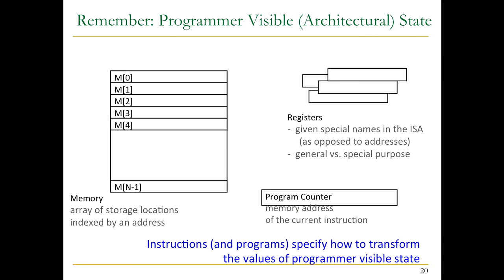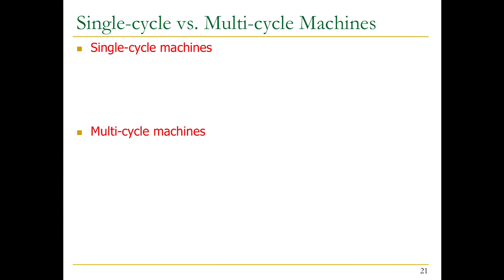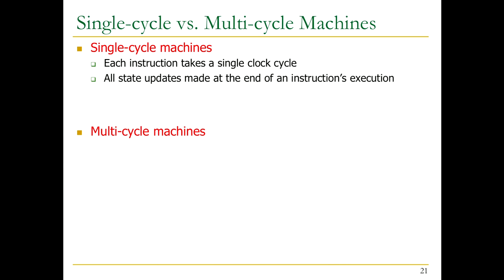I've been talking about this, but I just want to make sure that we are on the same page. Basically, programmer visible state is really the architectural state, right? And it consists of memory, registers, and the program counter. These are the registers in the ISA, right? This is really your programmer visible state. There's also I/O state, but we're not going to deal with that for now. And instructions and programs specify how to transform the state to the next state. So, okay. We've discussed this.